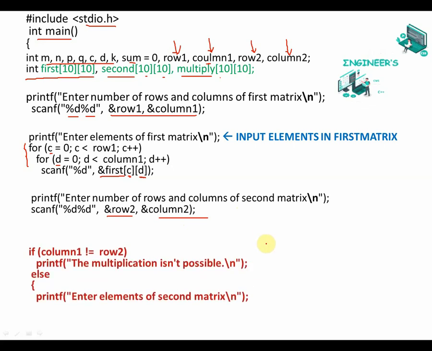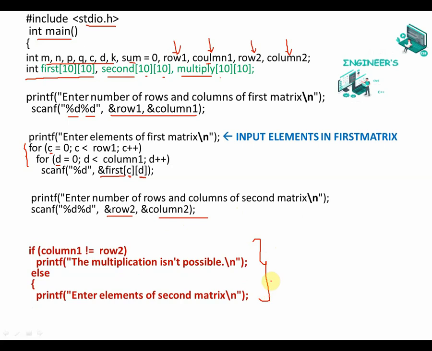Now the next thing, this is a very important part. This is a prerequisite required before you perform the matrix multiplication. And what is that? That is the condition check. This is the condition check which has to happen before the multiplication is performed.